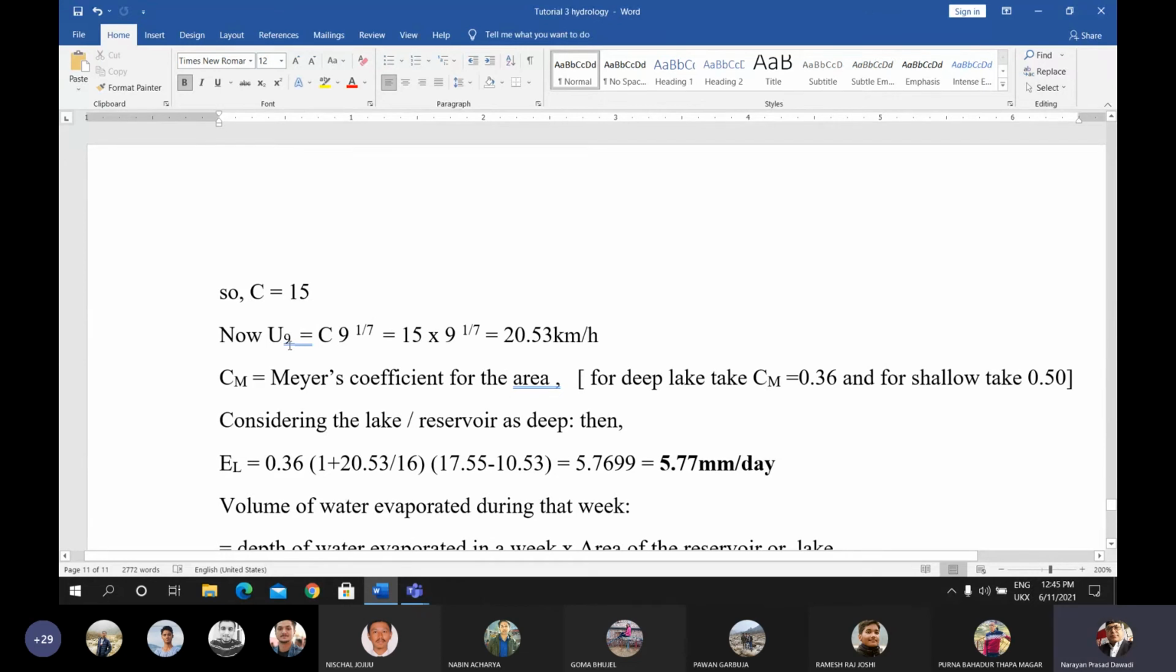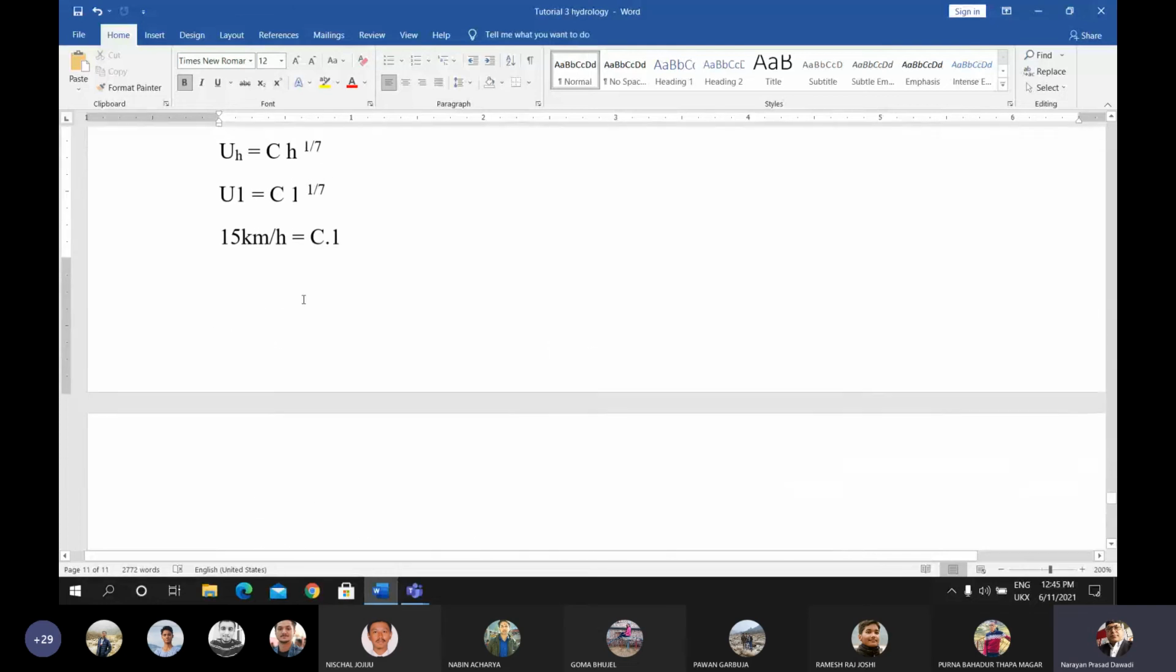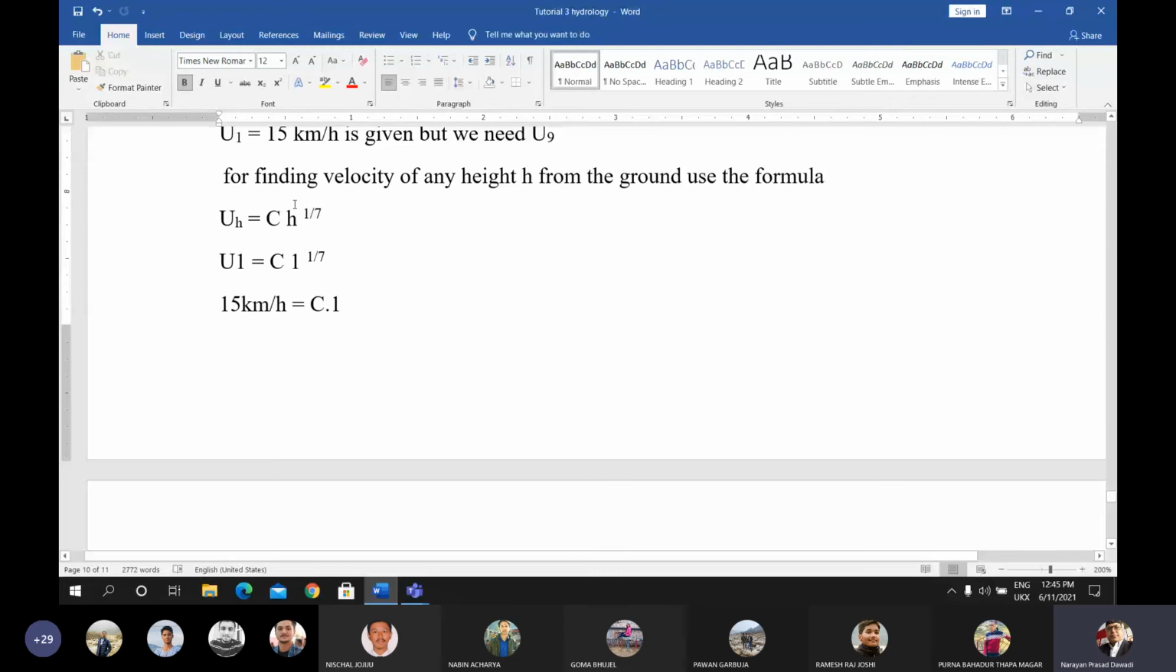The height is 9, so C times 9 to the power 1/7. Now the C value is 15, and 9 to the power 1/7 gives the velocity of wind 9 meters above the surface as 20.53 kilometers per hour. This velocity is calculated using this relation.